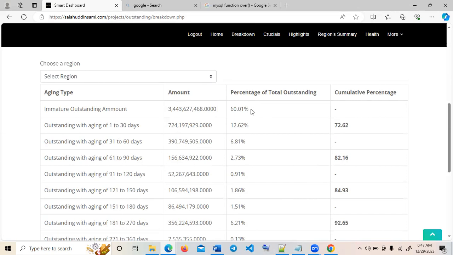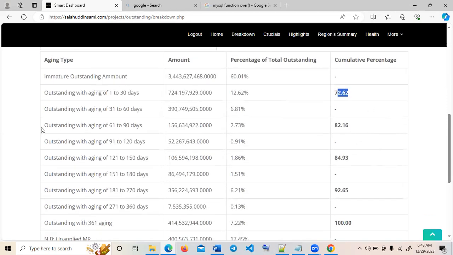Okay, for this company, out of its total net outstanding, 60.01% is immature, meaning they're within the allowed credit limit time. So the credit period is 60%, and outstanding aging below 30 days is 72%. And like this there are many breakdowns, and it shows the percentage.